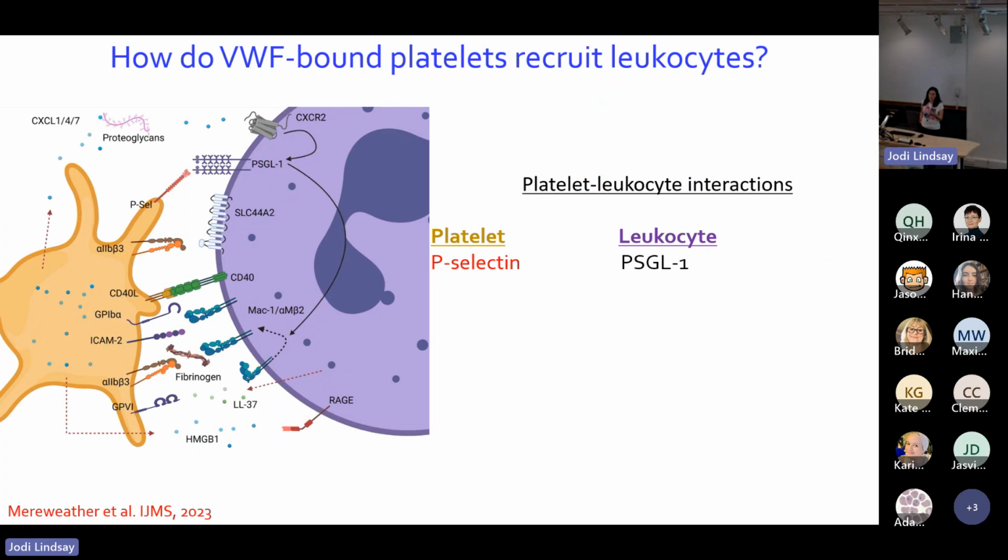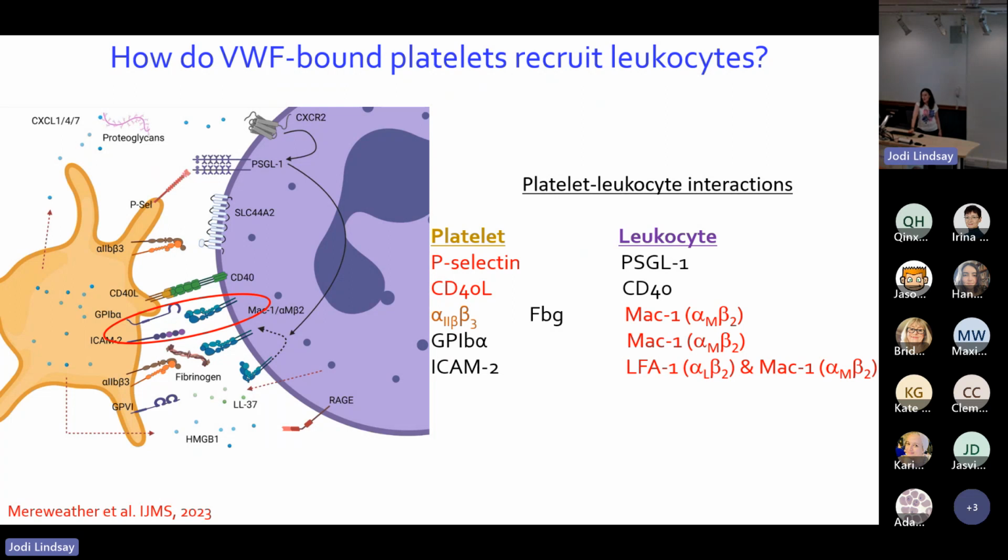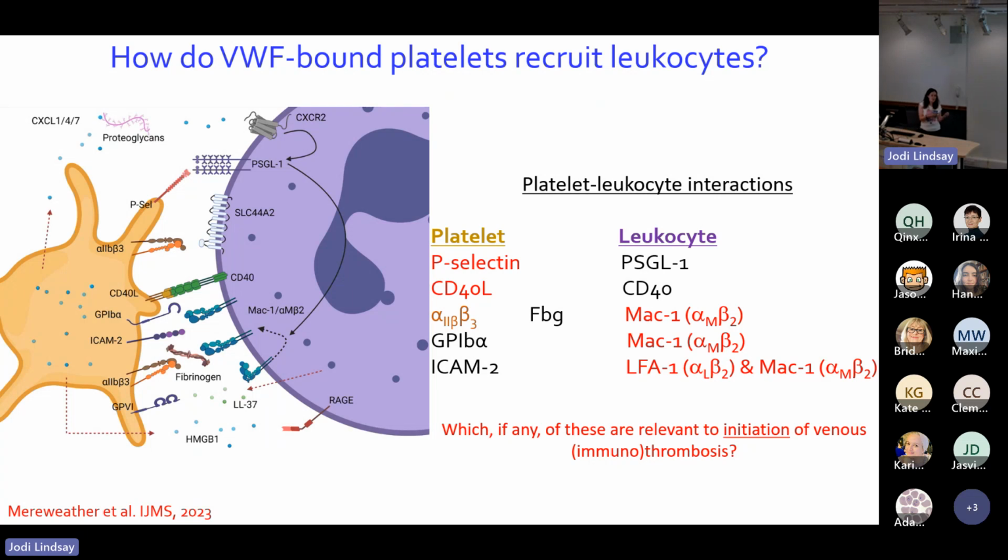So how do VWF-bound platelets recruit leukocytes? There are a number of interactions that have been described: P-selectin with PSGL1, CD40 ligand with CD40, alpha-2b beta-3 binding to MAC1 via fibrinogen, or MAC1 directly binding to GP1B alpha and ICAM2. In all of these scenarios, one or both cells need to be activated. However, if we think of the very initial events leading to DVT, maybe these receptors are not totally relevant because the platelets are not highly activated.